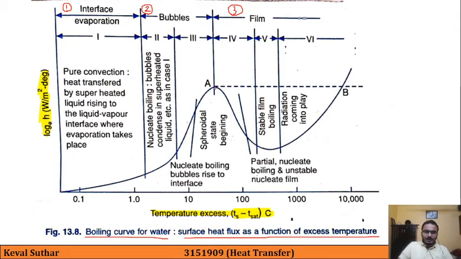If you see the curve carefully, from the origin O till point A, it has a positive slope, that is, as temperature excess increases, the heat flux increases. But beyond point A, there is a reverse trend up to a certain point, and then again it starts increasing. We will discuss them one by one.